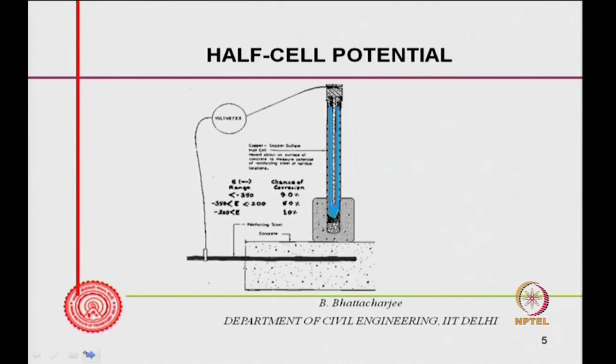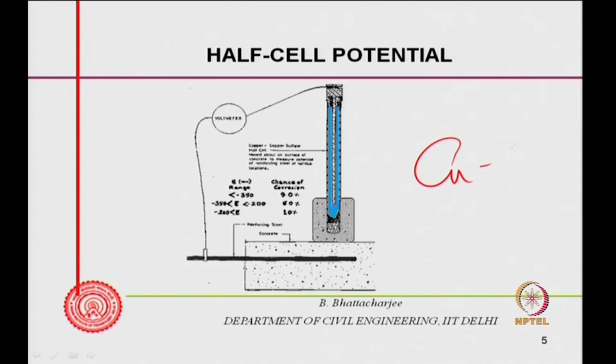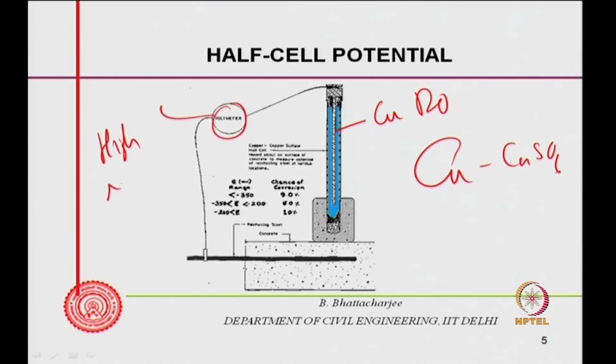So, for concrete systems, ASTM C876 gives you a copper sulphate reference electrode, where you have a wetted sponge here. This is saturated copper sulphate solution, and this is a copper rod connected to a high resistance voltmeter, and one point is connected to the exposed rebar. This is your reinforcement bar, and this is the concrete. This must be wet enough.